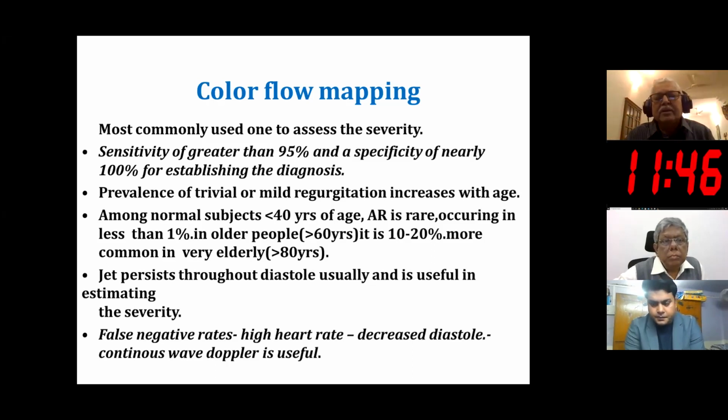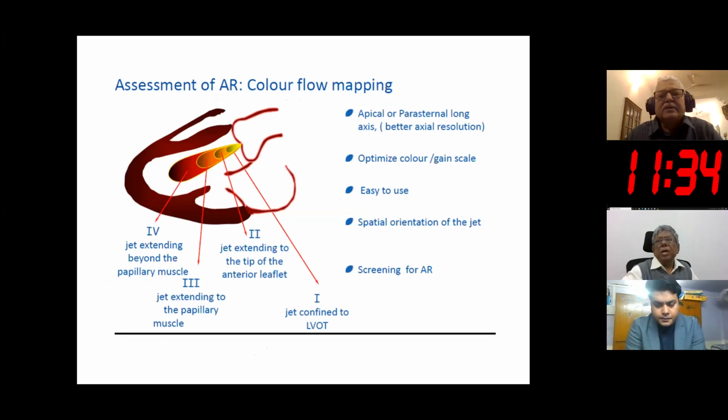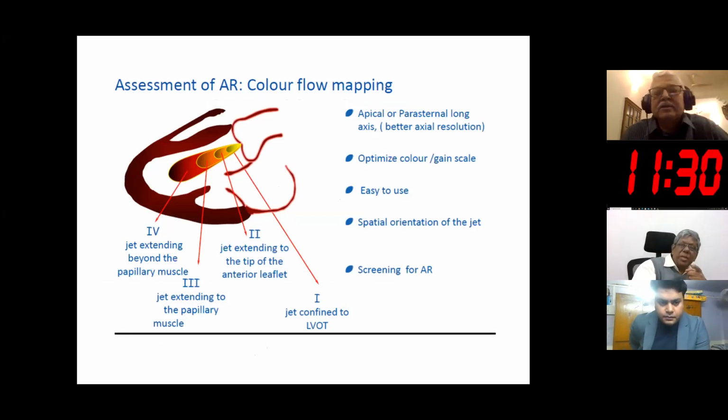As a person grows older, the chances of picking up a small amount of aortic regurgitation increases. It's less than 1% in subjects less than 40, but it becomes 10 to 20% in the elderly. This is one of the methods of measuring the length of the jet to assess the severity.